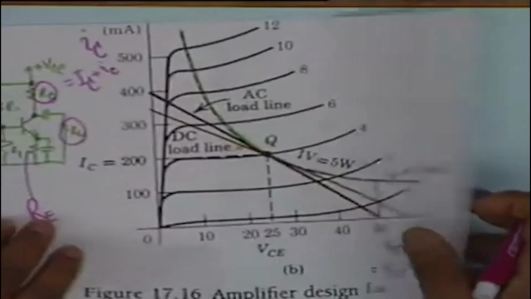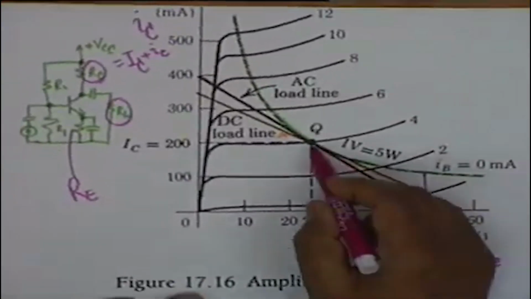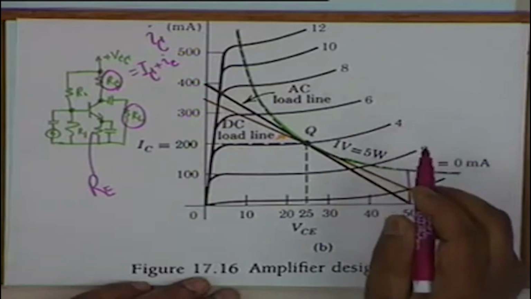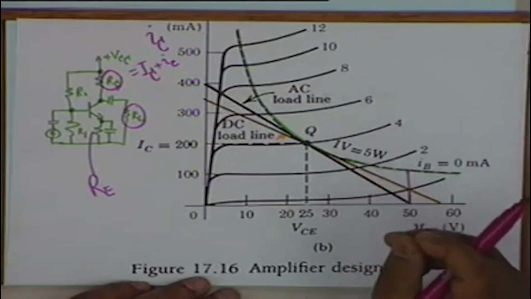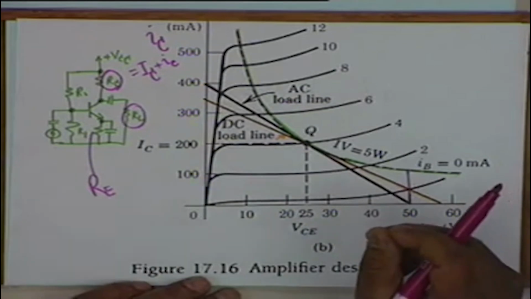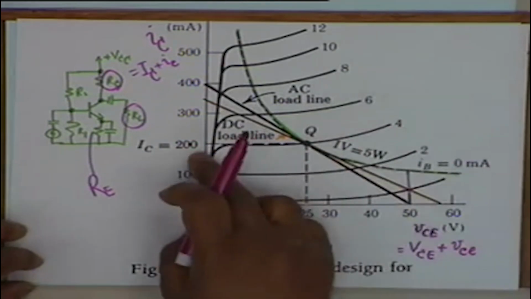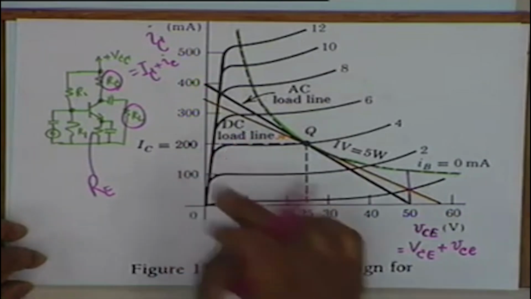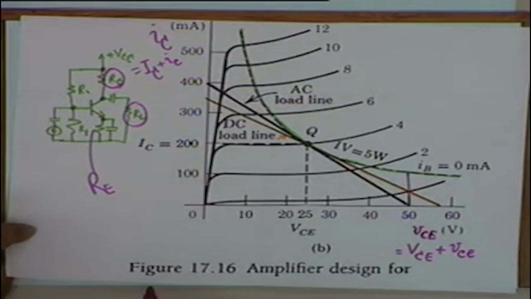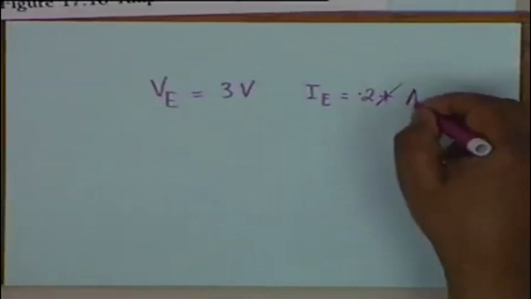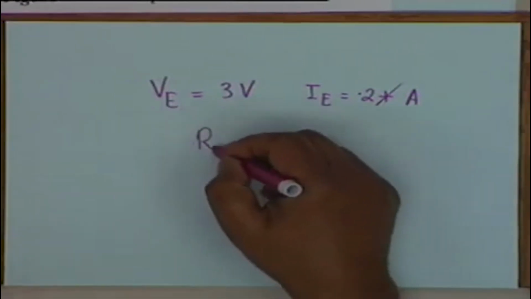Now you can see this. What is I sub B at the Q point? It is 4 milliampere, that means 0.004. Is that correct? Which means that 4 milliampere can be neglected compared to 200. The calculation will not be absurdly upset by this negligence.